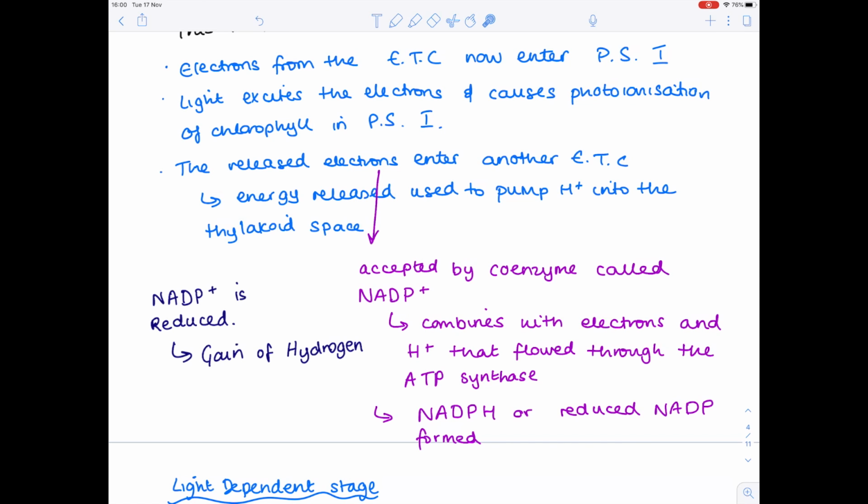We've used up water during photolysis, we've produced oxygen as a byproduct, and most importantly, we've produced ATP and NADPH, which are vital for the light-independent stage. Now, the process I've just talked you through is known as non-cyclic photophosphorylation, as the excited electron that enters at photosystem 2 is passed linearly along the electron transfer chain and photosystem 1 until it pops out at the other end and is accepted by NADP+.